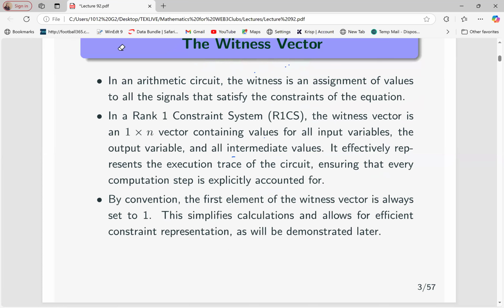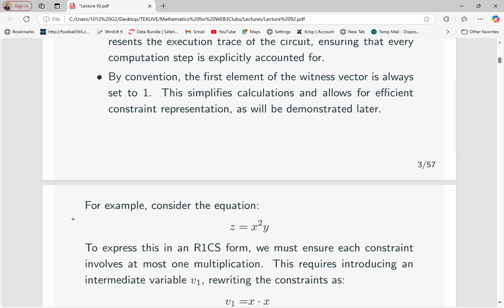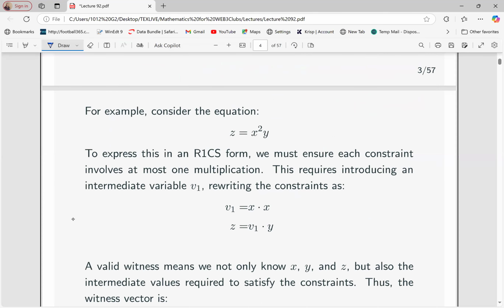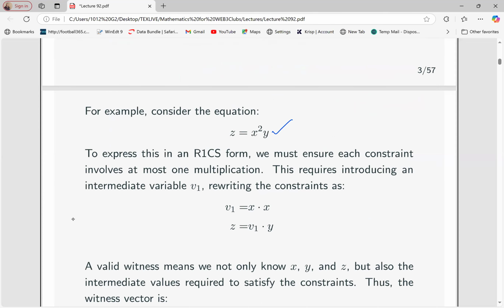Now, supposing we have this equation, supposing this is an arithmetic circuit. From this arithmetic circuit, you can see that what we have is Z equals X times Y. So you can see that we have more than one multiplication on the right side. Of course, this is our output, but at the input side, we have more than one multiplication. And as we said, we must have only one multiplication.